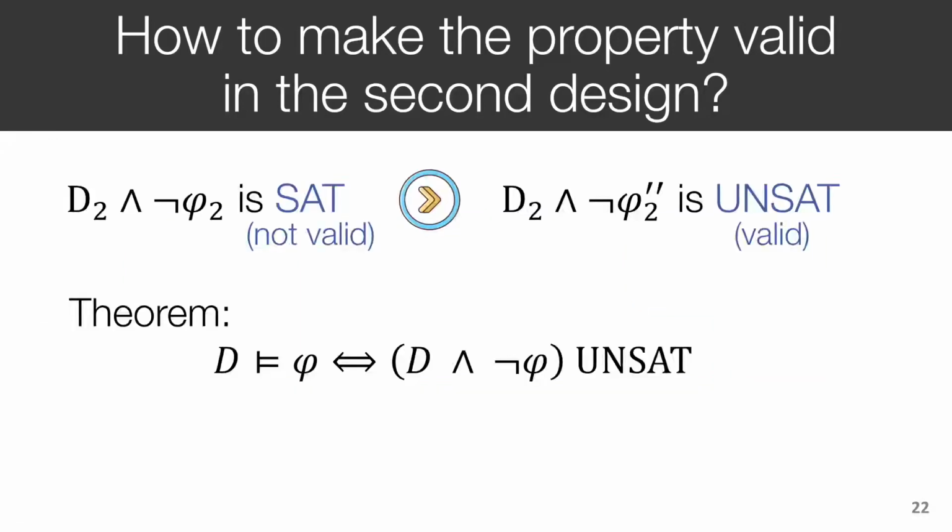So to make the property valid in the new design, we first introduce a theorem. If phi is a valid property of design D, then D and not phi should be unsatisfiable. And I'm not going to prove this theorem here. This theorem can be understood in a simple way. The property phi is saying something bad is not going to happen, and making D and not phi unsat means there is no case that something bad will happen. So the problem to make the new property valid is equivalent to making D and not phi unsat.